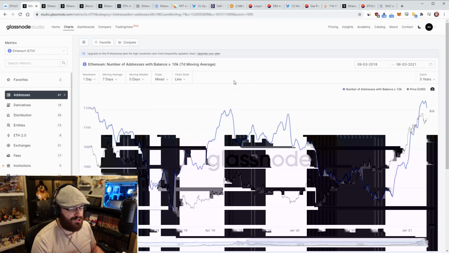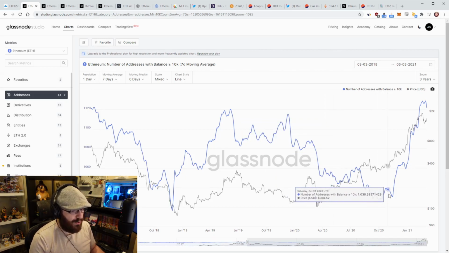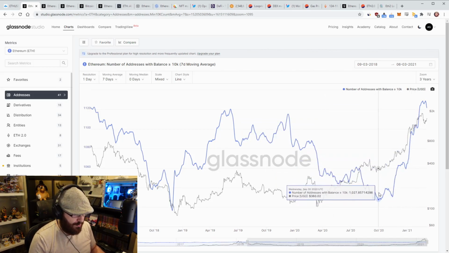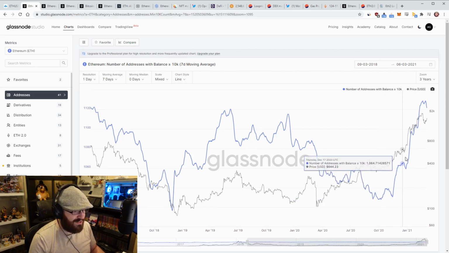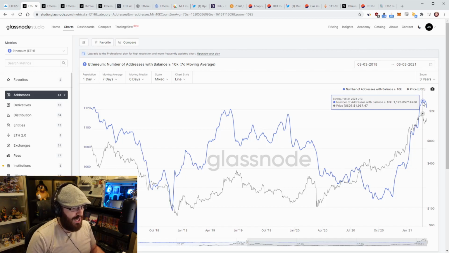So I show this chart on every Data Pump episode, and it's basically the number of addresses holding a balance of more than 10,000 ETH, all right? And it's been growing. Since, as I mentioned on the last episode, since October, it's been growing pretty quickly. I think it grew from about 1,027 addresses holding more than 10,000 ETH to 1127. So about 100 new whale addresses here.